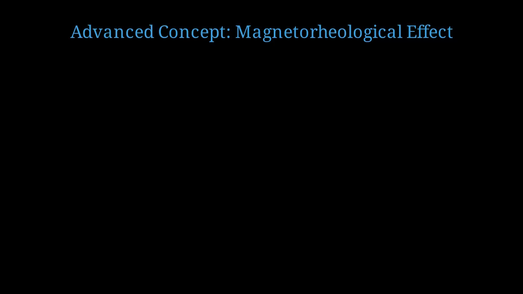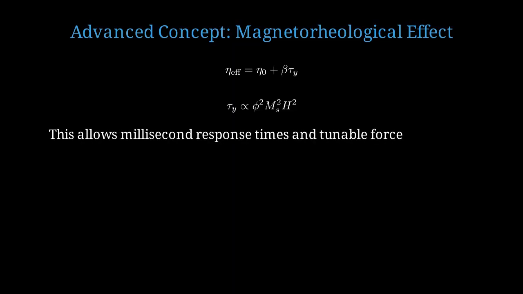This is crucial for understanding actuator response time and force generation. The effective viscosity eta effective equals the base viscosity eta 0 plus beta times the yield stress tau y, which depends on the magnetic field strength. The yield stress is proportional to volume fraction phi squared times saturation magnetization squared times applied field H squared. This magnetorheological effect enables response times on the order of milliseconds and force generation tunable over several orders of magnitude.